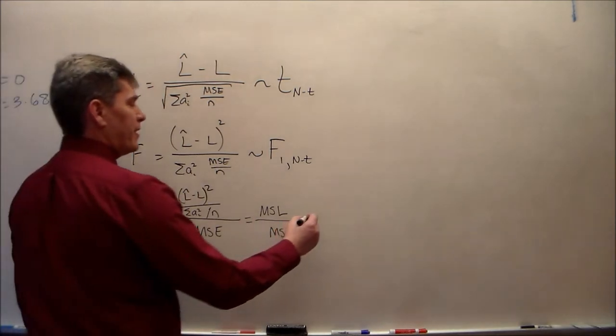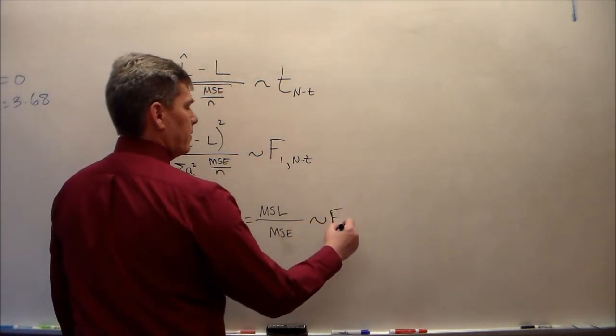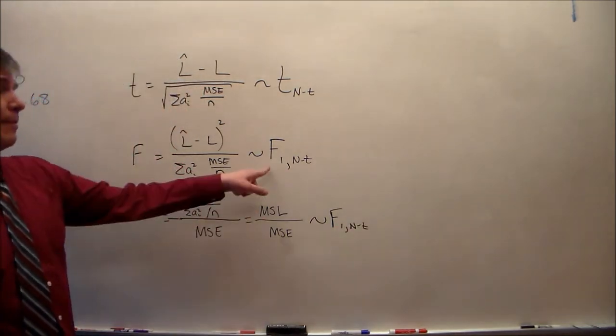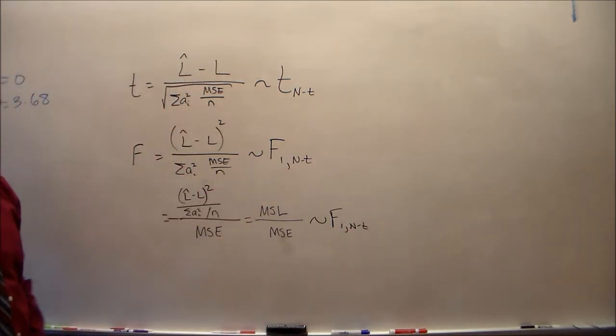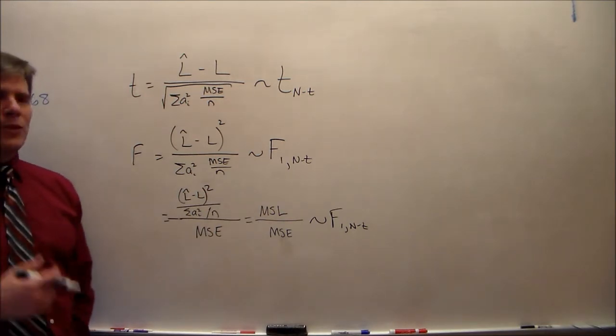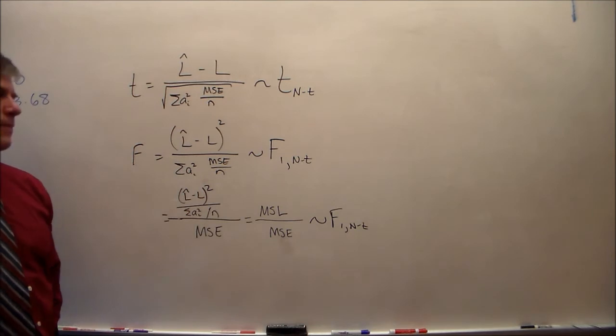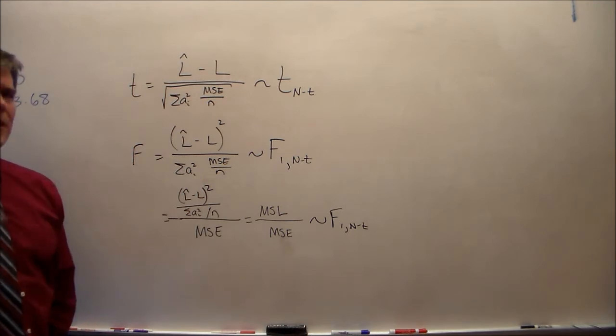And what distribution does this follow? F distribution. Exactly the same because we've got equality here. F distribution with 1 degree of freedom in the numerator and n minus t degrees of freedom in the denominator. Let's use that.